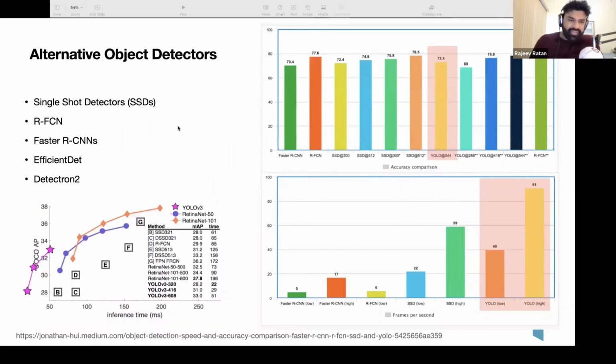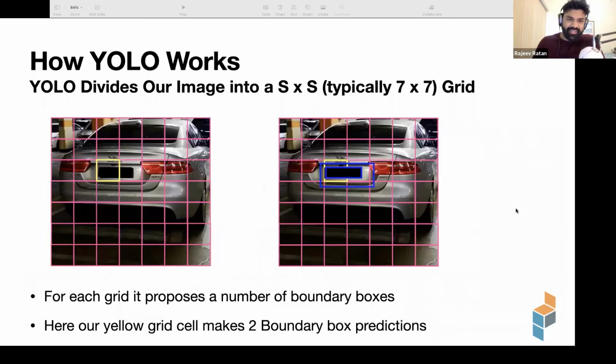These are some alternative object detectors: SSDs, R-FCN, Fast R-CNNs, EfficientDet, and Detectron 2, which is also quite good. However, we still went with YOLO because YOLO probably has the best performance relative to computational requirements. It gives you a very good frame rate and very good accuracy at the same time, which is a good balance, which is what we would want ideally.